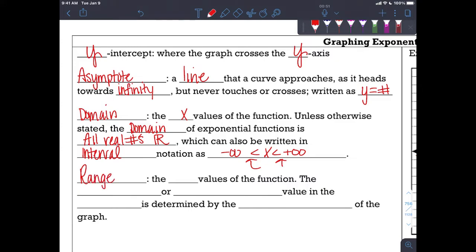My range, on the other hand, is the y values of my function. My range, or lowest, highest values in the graph, are determined by the asymptote. So, I will show you what we mean here in just a second. So let's go ahead and take a look at the very first problem.